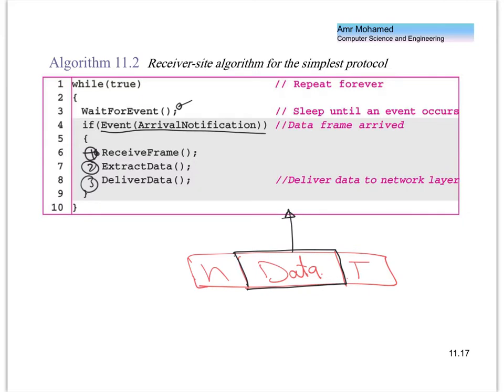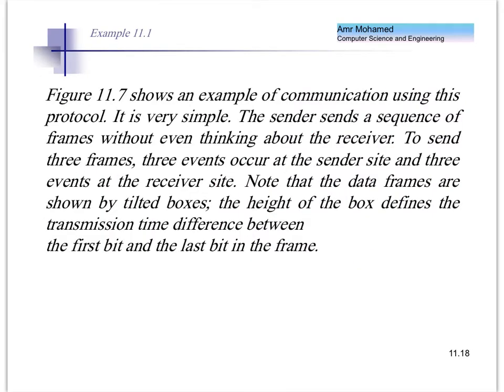Okay, so there's nothing special that you need to do here. On the sender side, you need to get the data, make the frame, and send the frame. On the receiver side, receive the frame, extract the data, and then deliver the data to the network layer. Any questions here, because it's going to get more and more complicated as we go through these techniques.